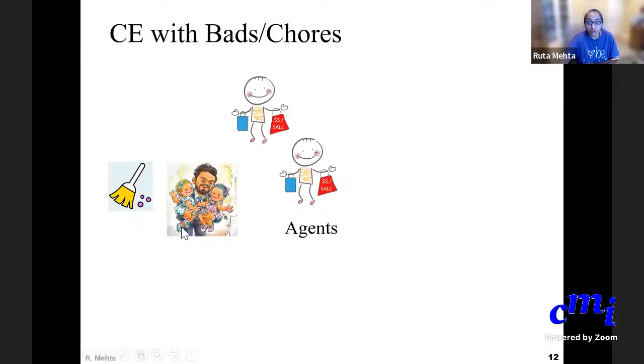But with chores, when you have chores together with goods, like teaching duties again, or house chores, even house chores are divisible in some sense. I can say that I'm going to do half of this room's mopping and you are going to do the other half. I'm going to mop this half of this room and you mop the other half. So that's divisible.